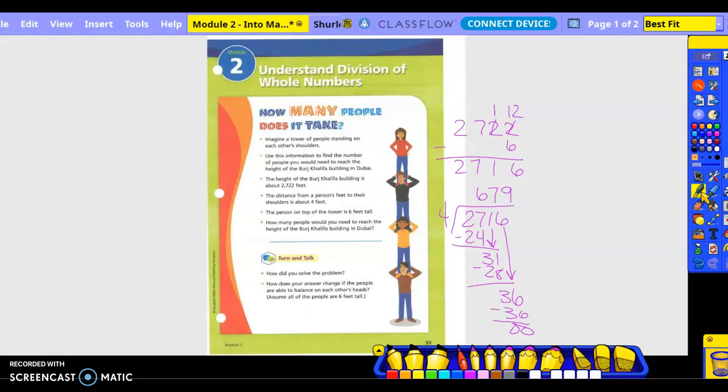People. Okay. But then they have what? The person on the top. So you still have to add in the person on the top. So you do the 679 plus 1, which gets you 680 people.